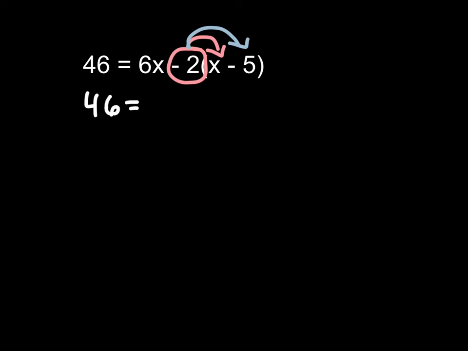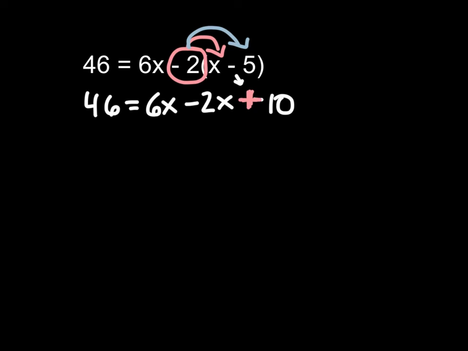46 equals 6x. We wrote everything as is, and now we're going to distribute negative 2 times x, which is minus 2x. I'm going to bring down this minus sign again. Minus negative 2 times 5. Now if you want to do that right now in your head, negative 2 times 5 is negative 10. And again, this minus, a minus right here becomes a plus.